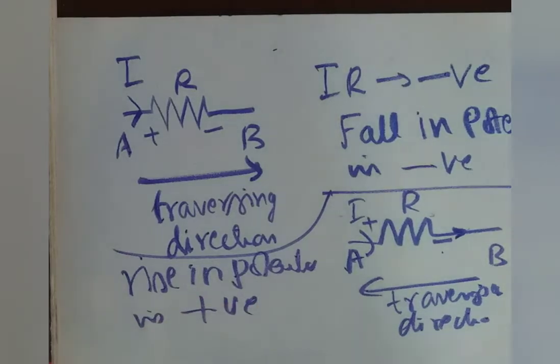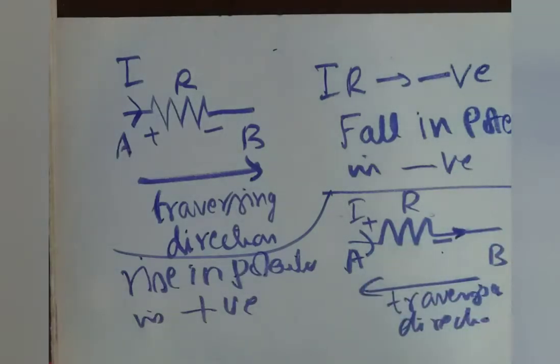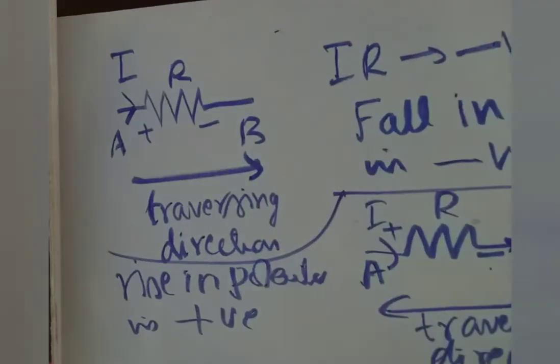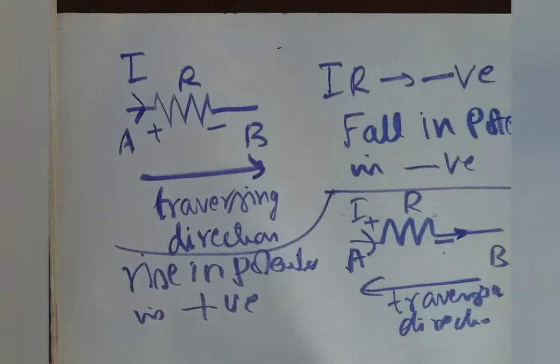In general, not only with the resistors, even with the cells, a very simple idea is always these two. Fall in potential is taken as negative, rise in potential is taken as positive. Even for cells also it is true. We learn about cells now, just observe. But before proceeding with that, a very simple idea.